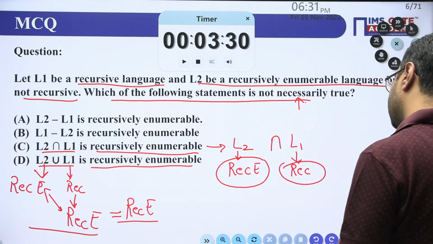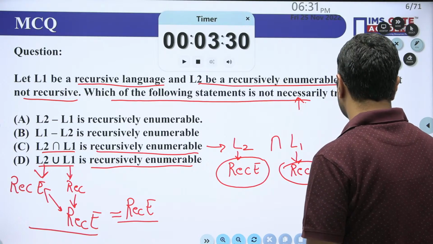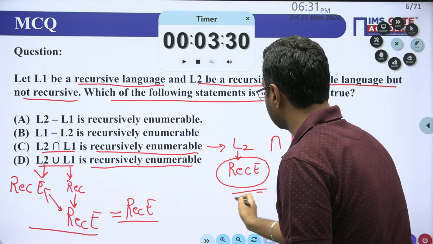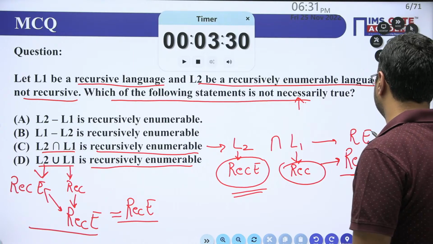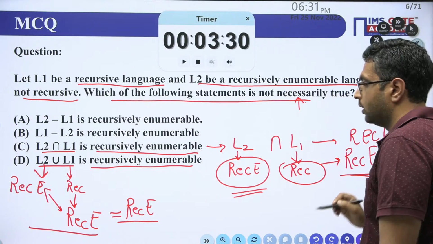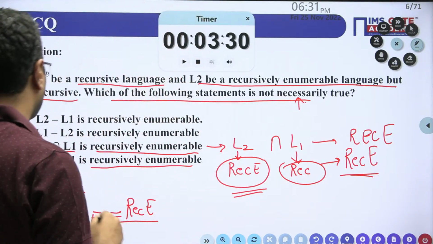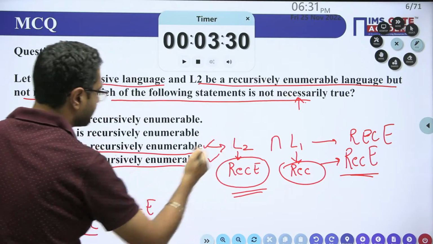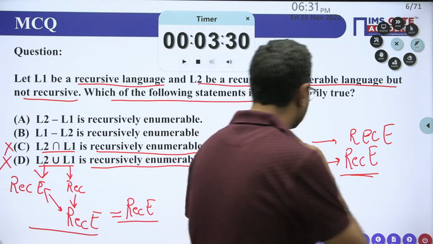So again, as we know, every recursive language is a recursive enumerable language too, and recursive enumerable languages are closed under intersection too. We will get a recursive enumerable language again. They are only not closed under set difference and complement. So therefore option C is correct, but the option says it is not necessarily true. Therefore both of them are incorrect, right?